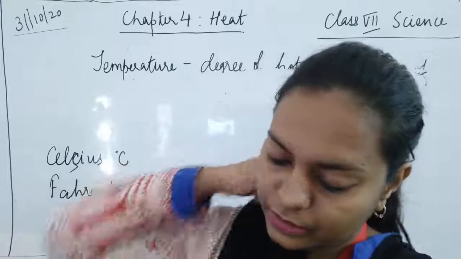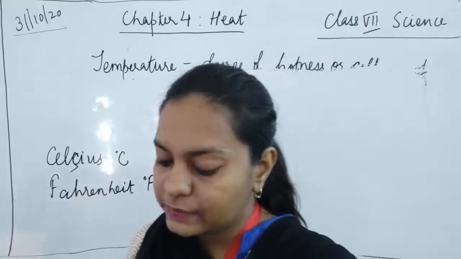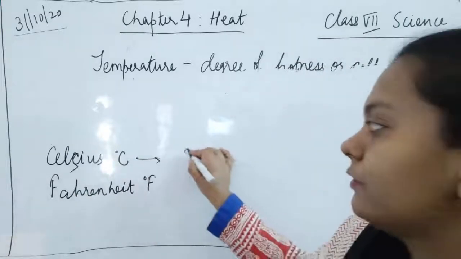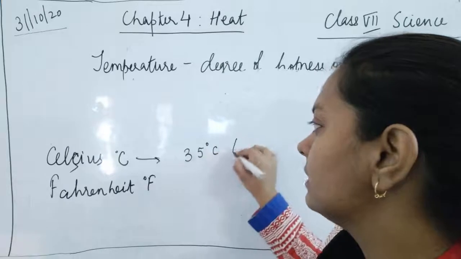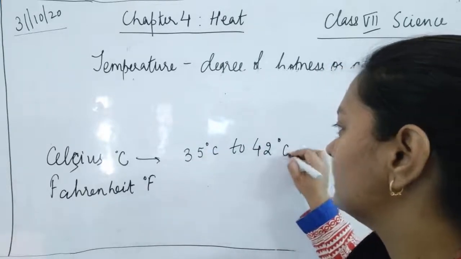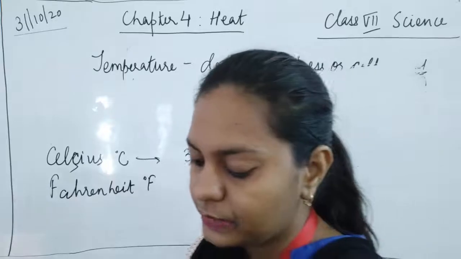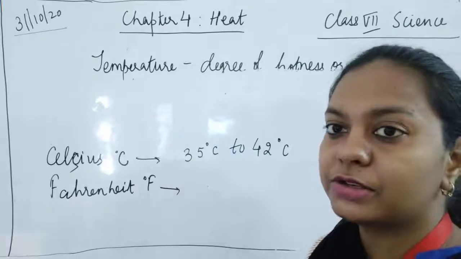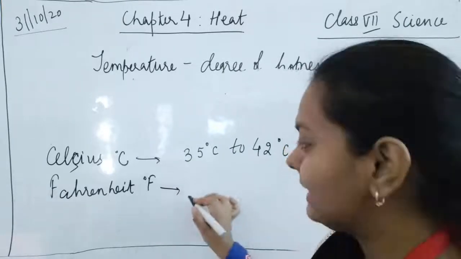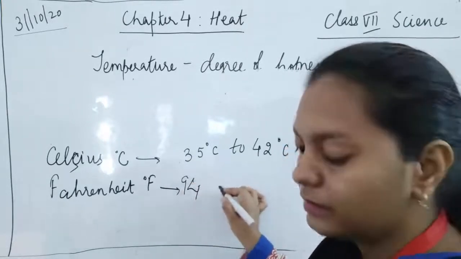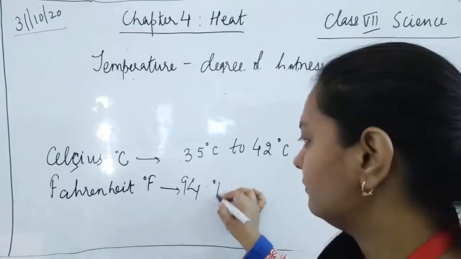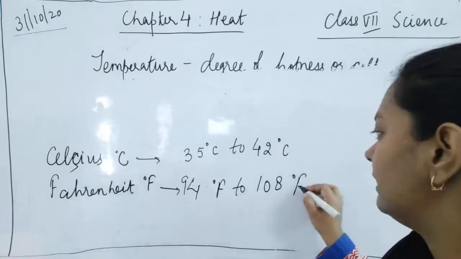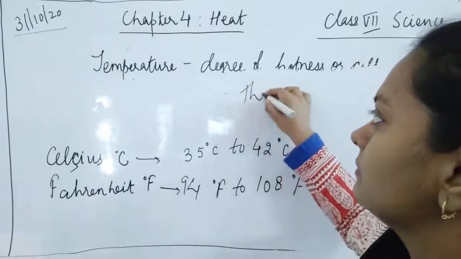For this, the human body temperature ranges. See, the Celsius scale only measures the temperature from 35 degrees Celsius to 42 degrees Celsius. Okay. This is going to measure the degrees between 35 degrees and 42 degrees Celsius. Whereas this Fahrenheit scale measures the temperature, it ranges between 94 degrees Fahrenheit to 108 degrees Fahrenheit.